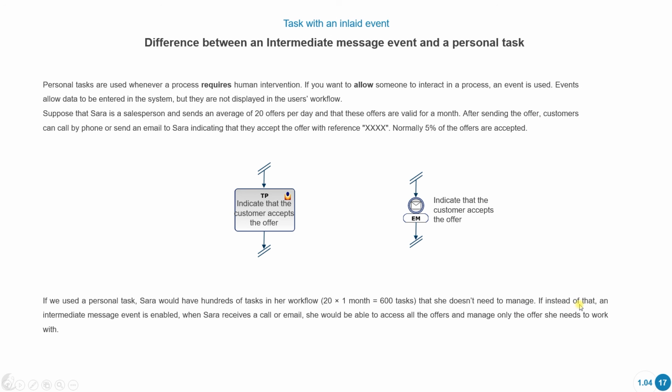So instead of that, what we can do is set up an intermediate message event in the process. And every time it's enabled, let's say every time there's an offer, this message event is enabled. But it doesn't mean that Sarah has a task in her workflow. It just means that it's a place where we've enabled access to that process where we can input data and we can unblock the flow.